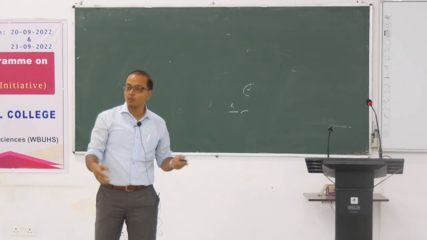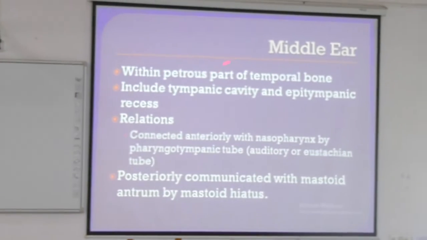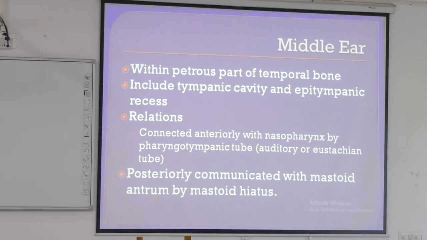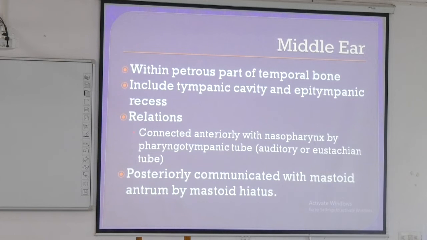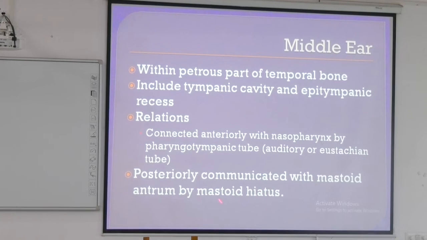But coming back once again to this middle ear. It's a cavity in the petrous part of the temporal bone, lying between the external ear and inner ear, which has 2 communicating cavities. Anteriorly it is connected with the nasopharynx by a tube which we call the auditory tube. Posteriorly the middle ear has a connection as well with the mastoid bone. We call it the mastoid antrum, through an opening we call the mastoid hiatus.